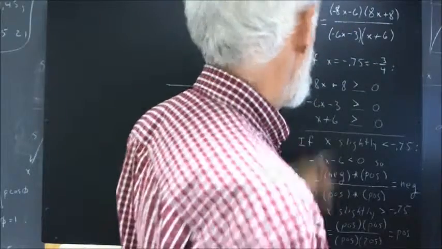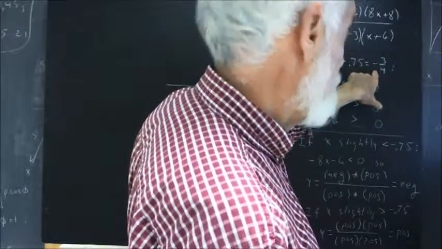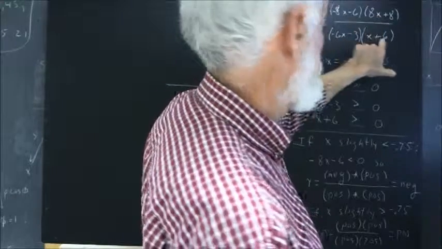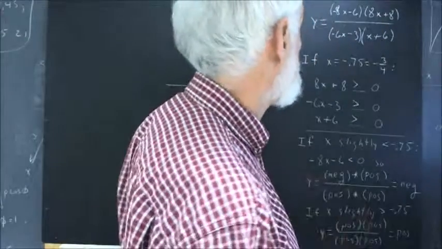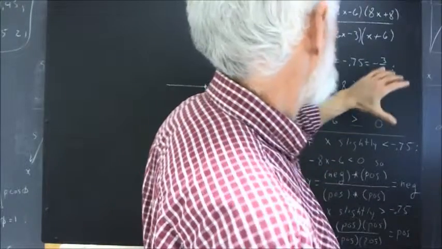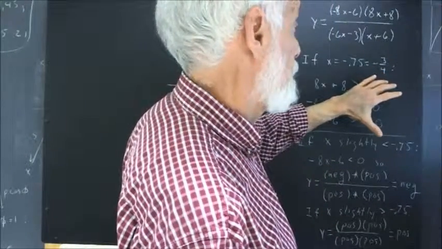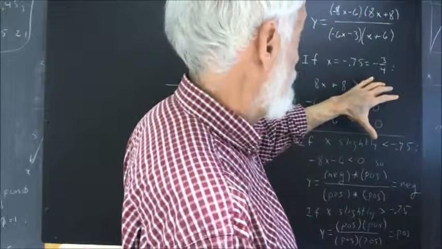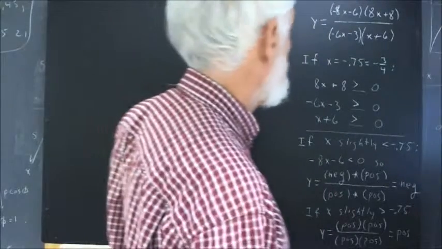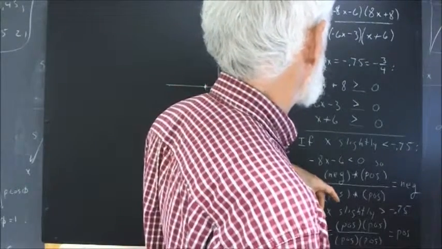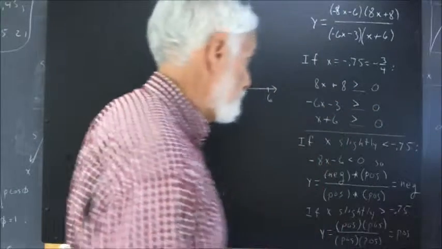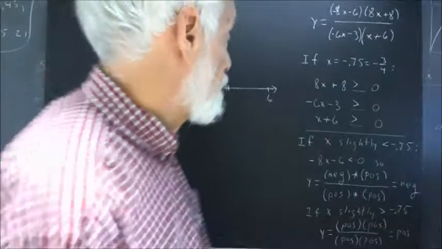So if x is equal to negative 3/4, is this positive or negative? Is this positive or negative? Is this positive or negative? Well, it's easy to verify. You should figure that out for yourself without looking at my answers. You should have paused by now and done that. If you did that, you'll find that if x is equal to negative 3/4, all three of these terms are positive. And that's fairly easy to calculate.